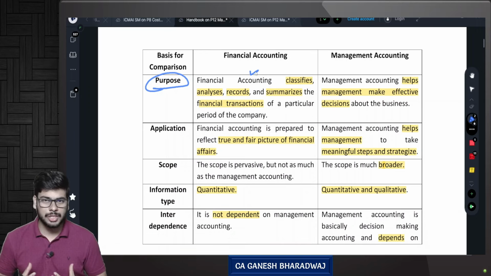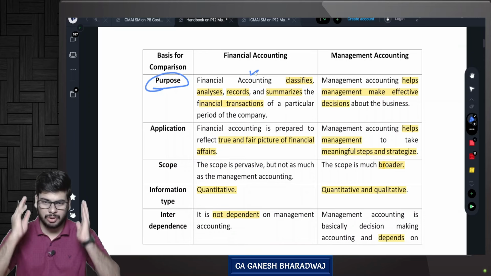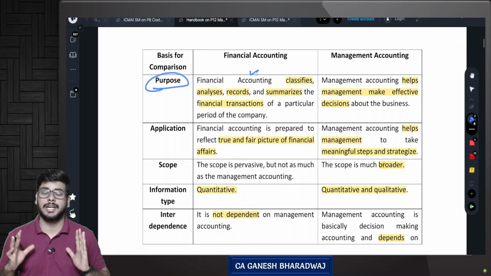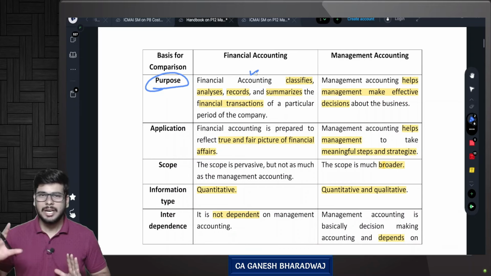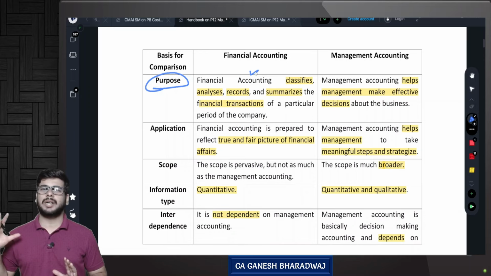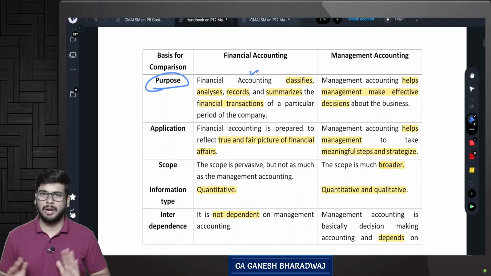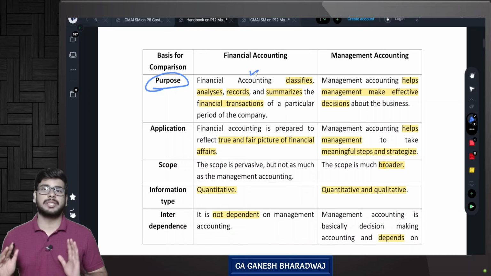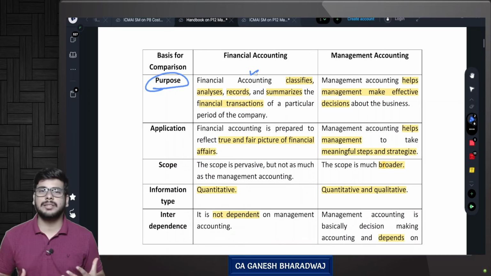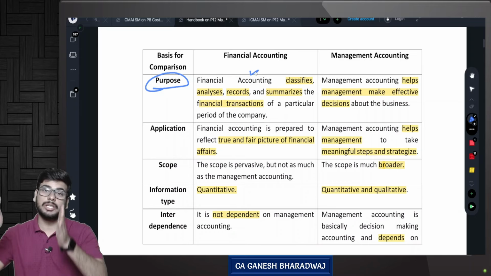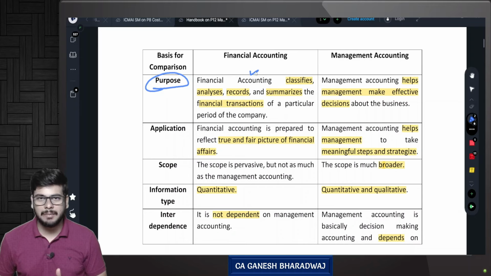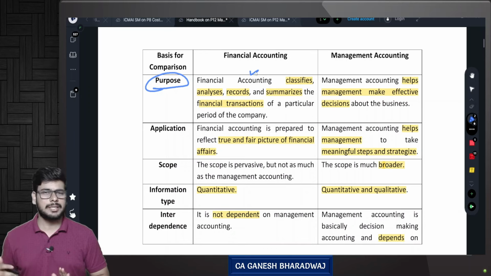Please don't think this needs to be mugged up. That is a very, very wrong way of learning anything. Don't mug up anything. Read it once, understand, and put it in your own language. I'm talking about theoretical areas. Predominantly the subject is about practicalities. We will be solving a lot of numerical problems. Don't worry, this is not how the subject is going to be. But for completeness' sake, I'm forced to go through the theoretical part given in your study material that I've kept in my handbook. So we will do this strictly from an examination perspective.